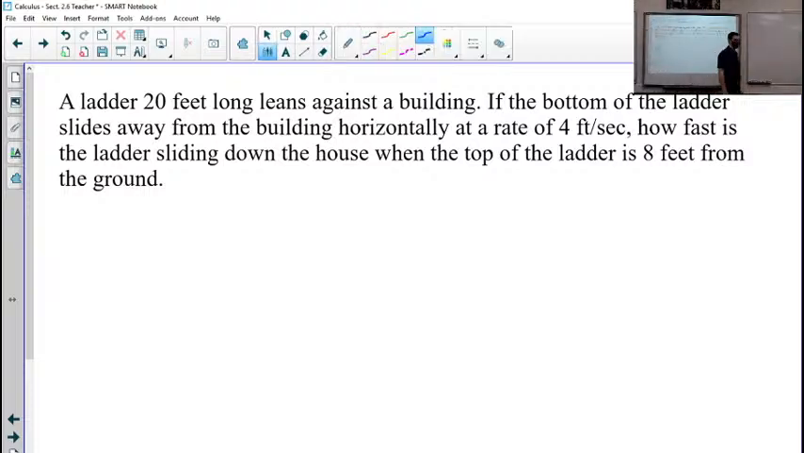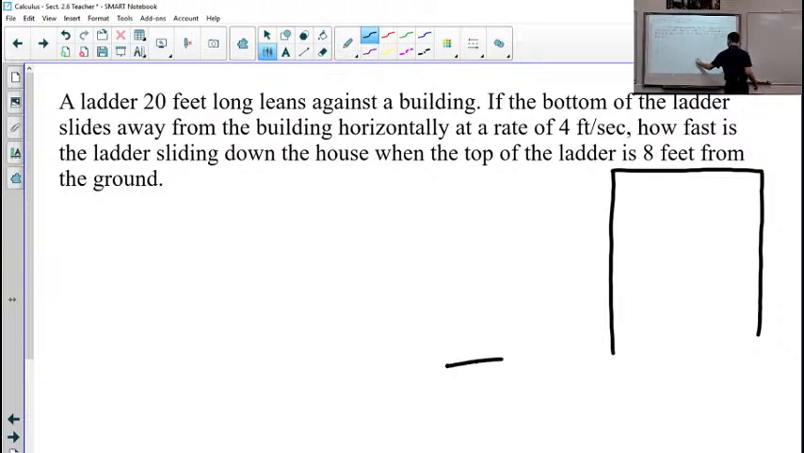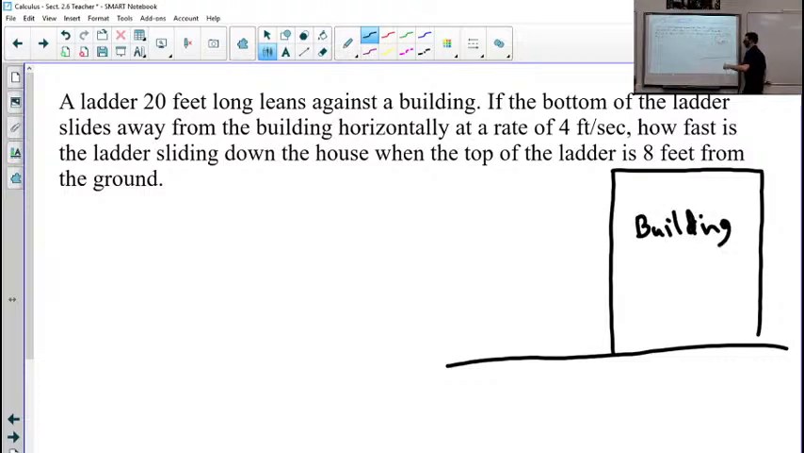All right. We have our absolute classic geometry problem where a ladder is leaning up against a wall. A ladder 20 feet long leans against a building. All right, let's see here. Here's a building.